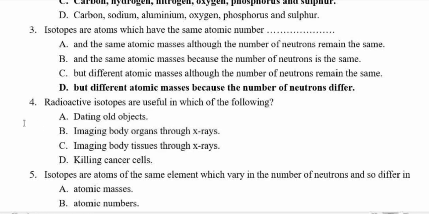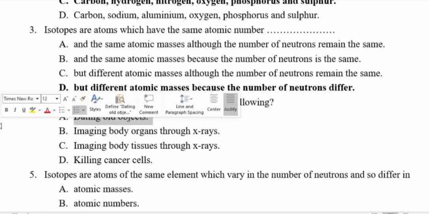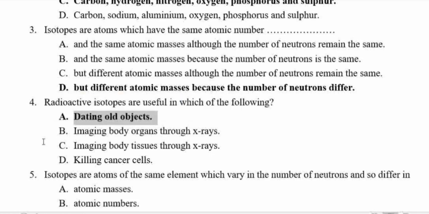The first option is saying that they are useful in dating old objects. The second option is saying that they are useful in imaging body organs through X-rays. The third option is that they are useful in imaging body tissues through X-rays. And the fourth is saying that they are useful in killing cancer cells. In actual fact, all these options are correct. And so we'll remember the instruction which says that we should choose the best answer or the answers. So this one is correct.